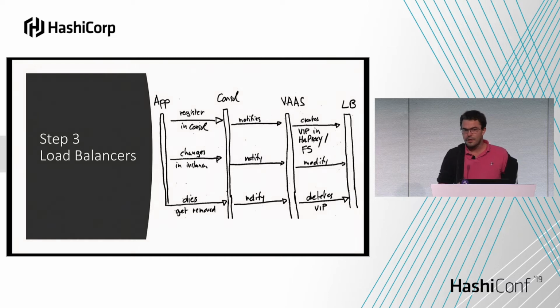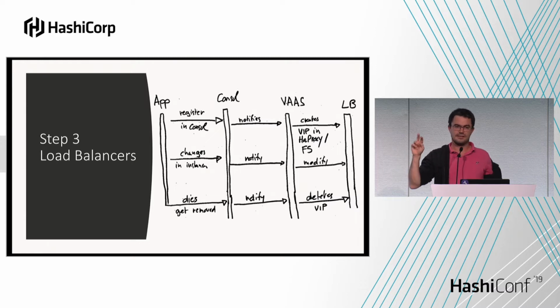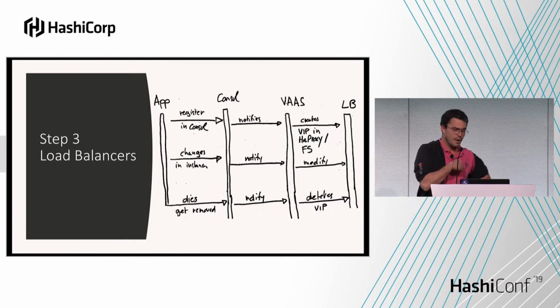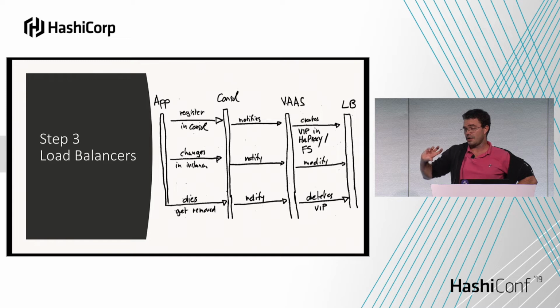For the load balancer, we chose not to create it as a service, but simply to watch what is going on in Consul. Whenever a service is marked as HTTP, let's get its definition. So the service will notify Consul that something is changing. Consul will notify a third-party application. We call it VAS, like a VIP as a service. And the VIP as a service system will provision the new reverse proxy configuration in order to make it work.